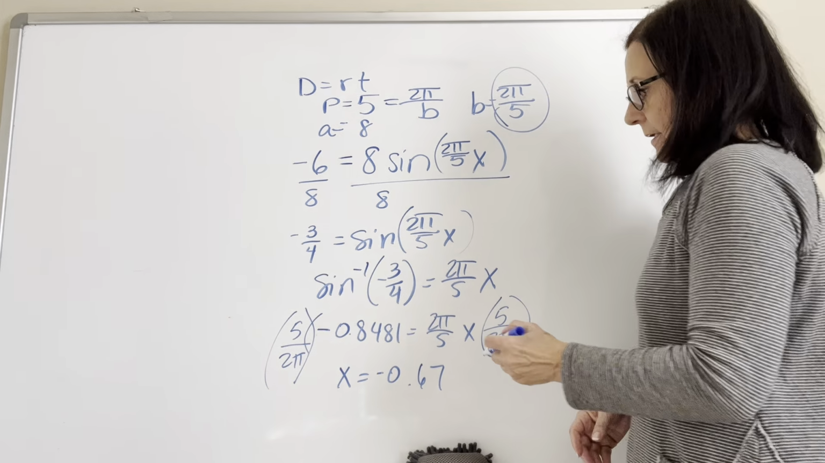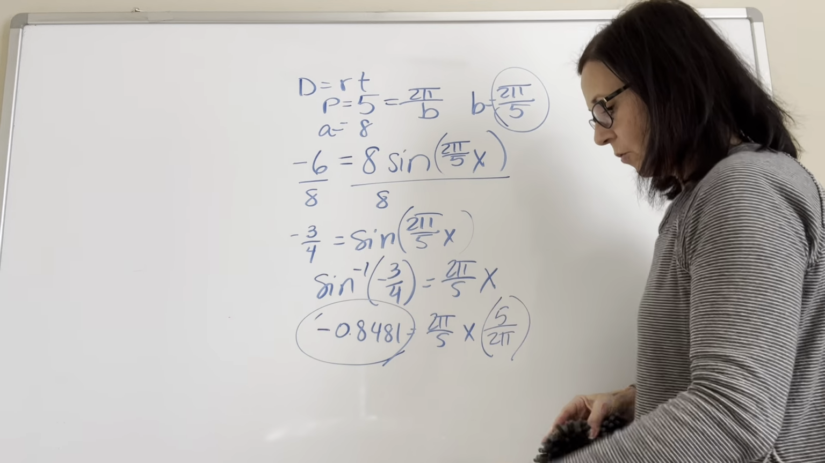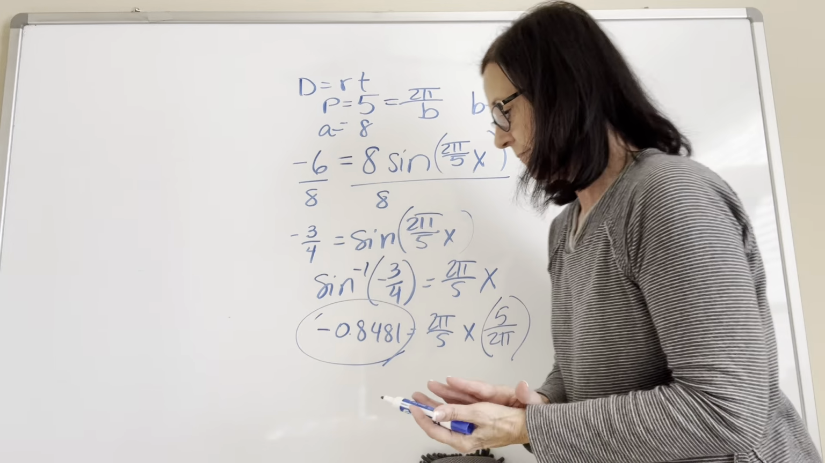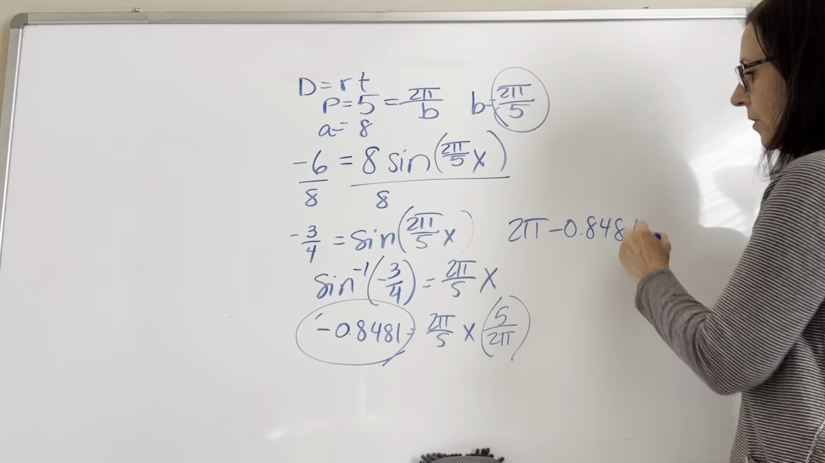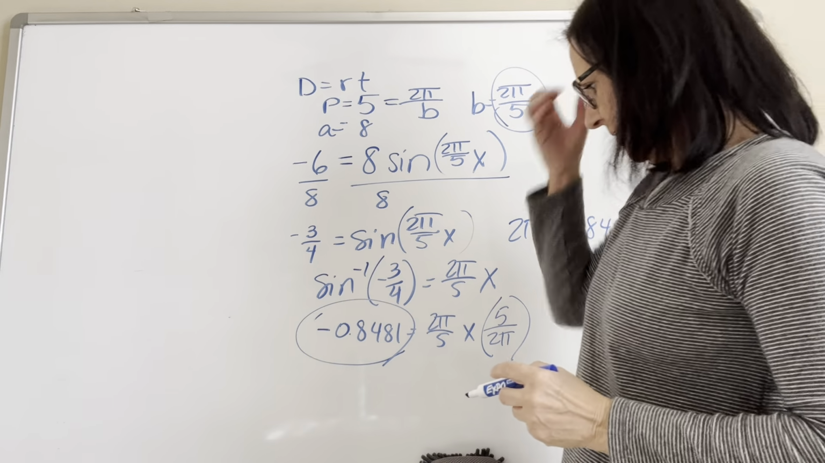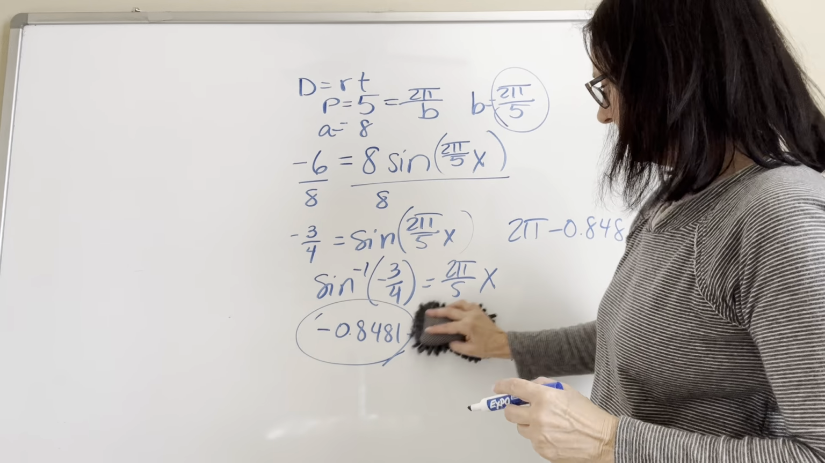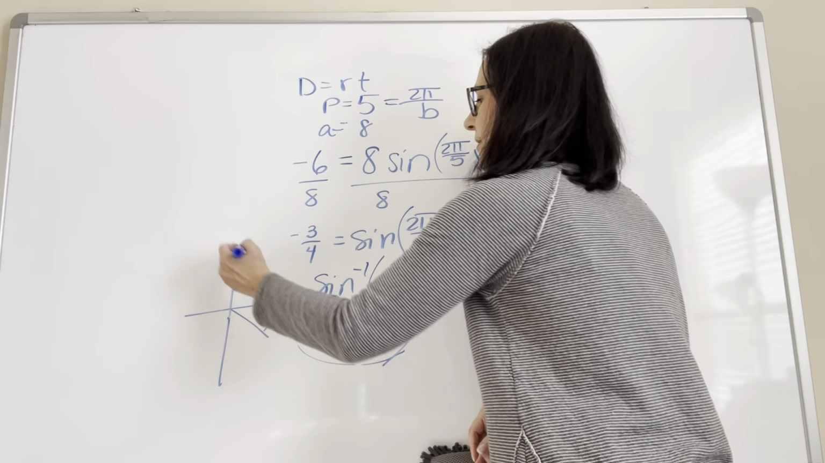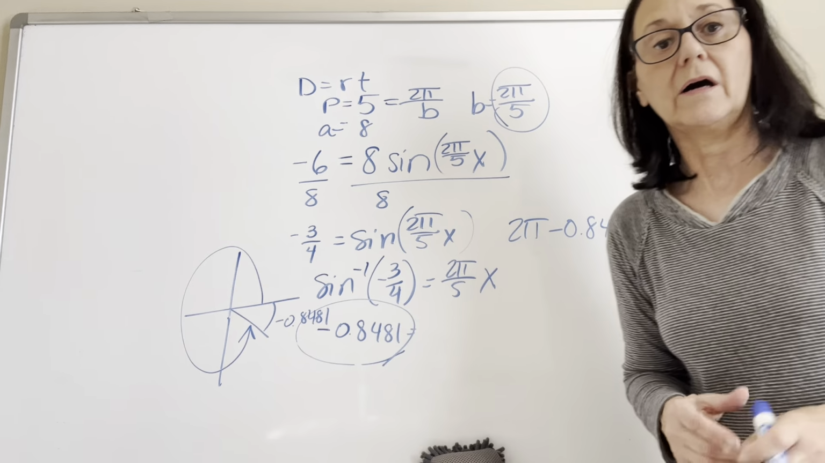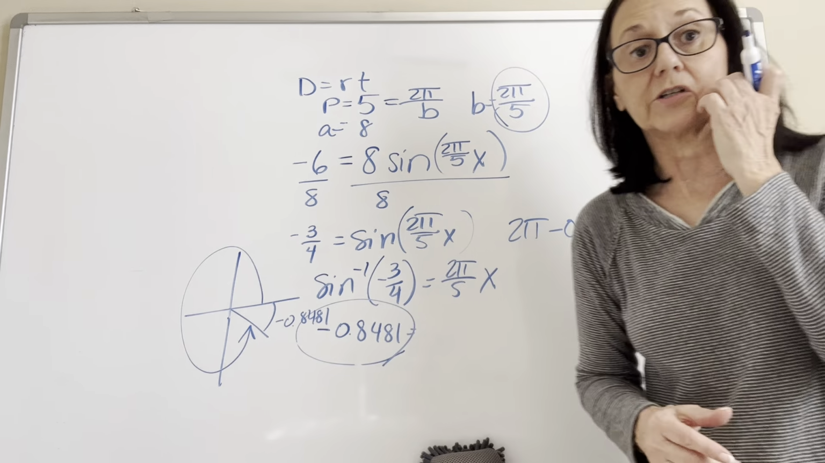Before I do this, I have to remember, this is in the 4th quadrant. I'm going down. I really want it in positive. So I'm actually going to take 2 pi and subtract 0.8481 before I do this, because this is a positive number. Okay, let me explain that. They're saying this distance is -0.8481. I want the positive distance going in the positive direction. Otherwise, I really can't calculate x because I'm going backwards.